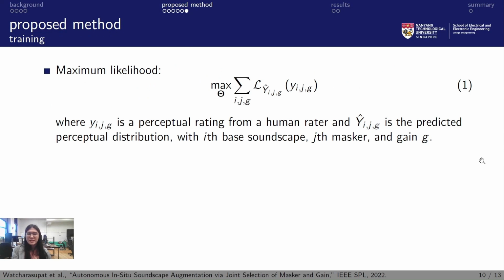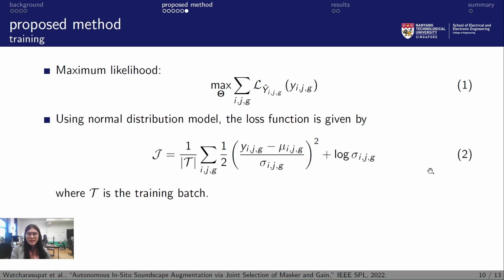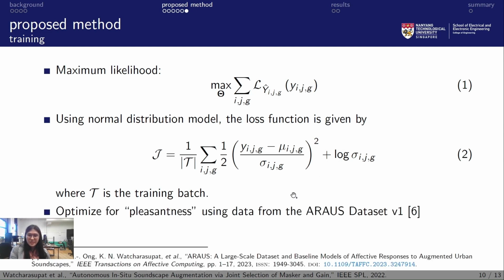Since we are training a probabilistic model here, we go with the maximum likelihood formulation, where we treat the quote-unquote ground truth, which is the rating from a human rater, as an observation, and we try to maximize the log likelihood of those observations under the predicted distribution outputted by the model. Using a Gaussian assumption for the rating, the loss function is essentially a regularized mean square error. In this work, we are optimizing for pleasantness using data from the ARAUS dataset version 1, which we recently published in the Transactions on Affective Computing.